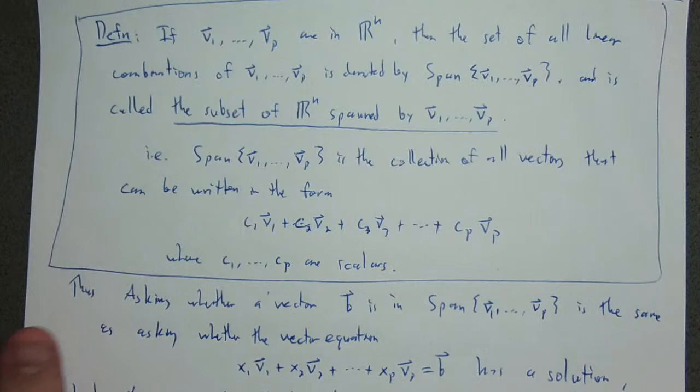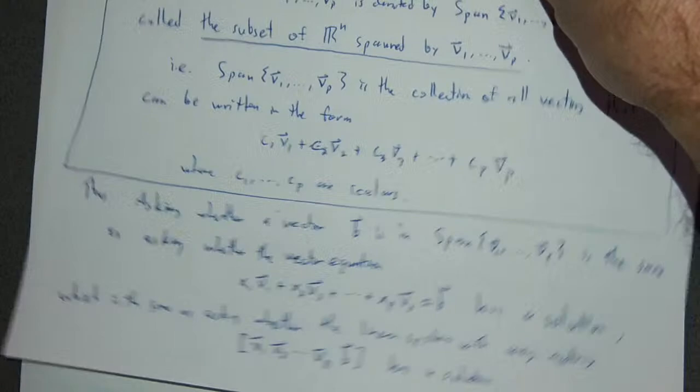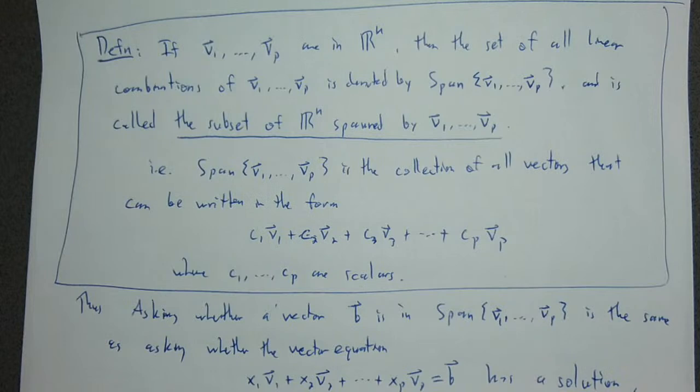So this gives me another way of asking that same question. Rather than asking, is B a linear combination of some list of vectors, I could also ask, is B in the span of those vectors? So I could phrase this as, is B in the span of some set of vectors?